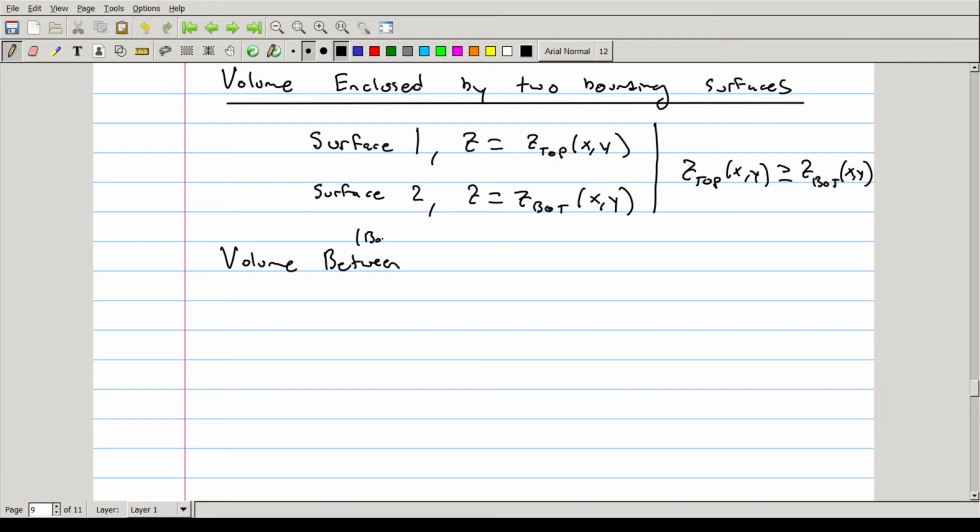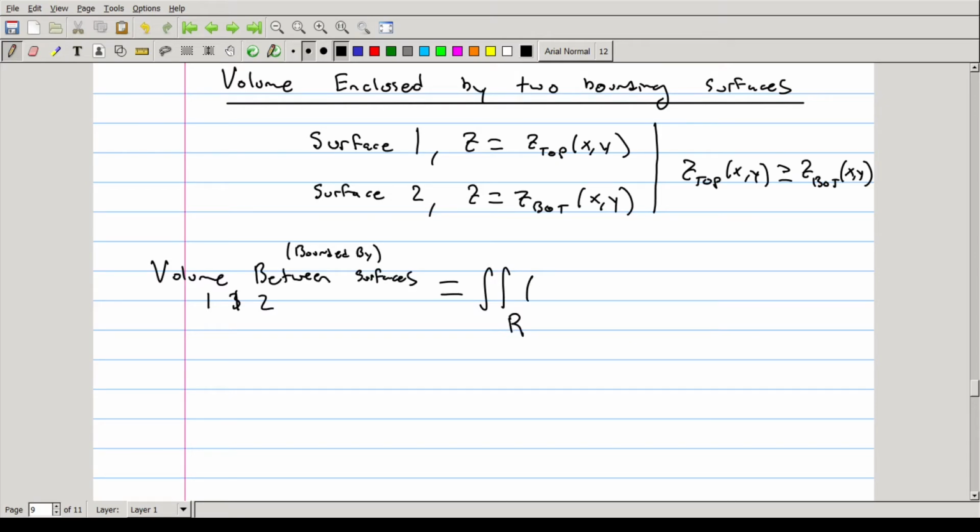Sometimes we say it is the volume bounded by the two surfaces, so the volume between the surfaces 1 and 2 is going to be directly equal to the double integral over R of z top minus z bottom over the region R.